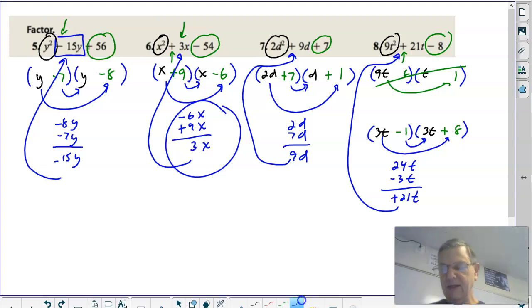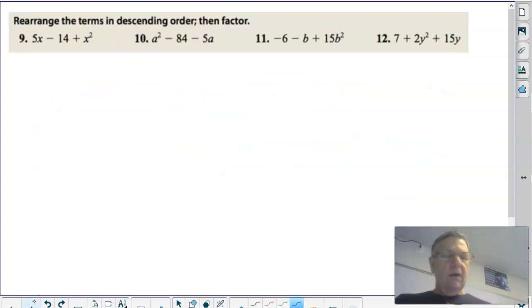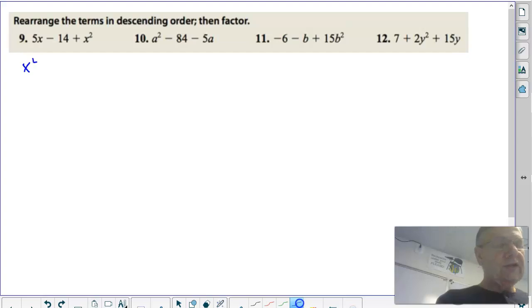Do you get the idea now of trial and error? I hope you do. It's so important. That's what we're dealing with here, the aspect of trial and error. Okay, let's go on. All right, rearrange. So it's important that you understand the rearrange and then factor. Okay, so put the x squared first, the positive 5x, the negative 14.